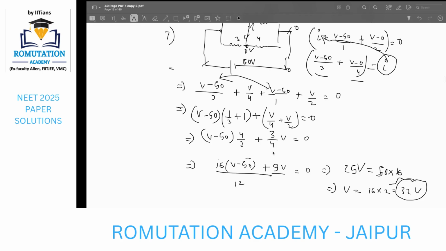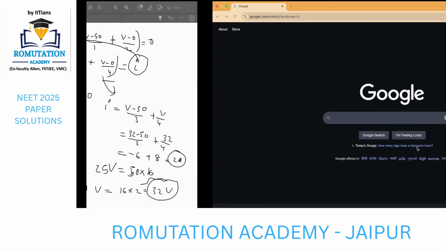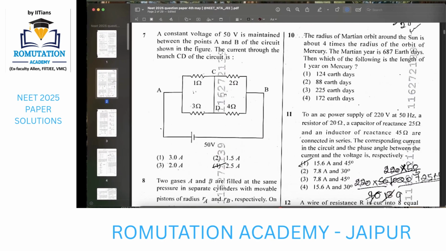I have to just put the value here to get the value of I. So that value is V minus 50 by 3 plus V by 4. That is nothing but 32 minus 50 by 3 plus 32 by 4, that gives me minus 18 by 3, which is minus 6, and that will give me plus 8, so that should be 2 ampere. So I think that should be the answer for this case, and 2 ampere if there is an option, so that will be the answer for this question.